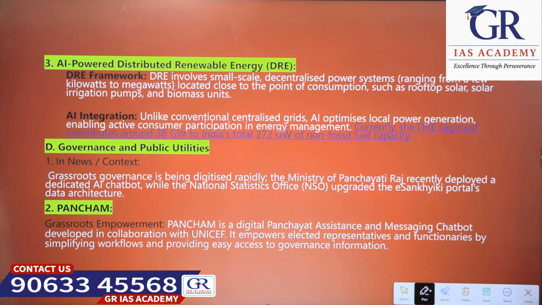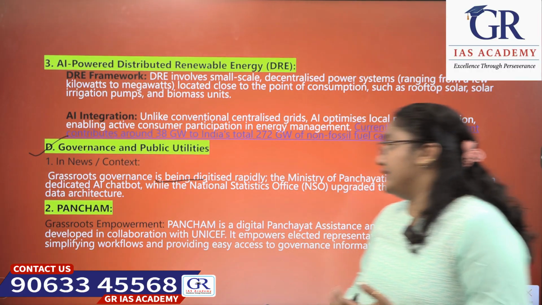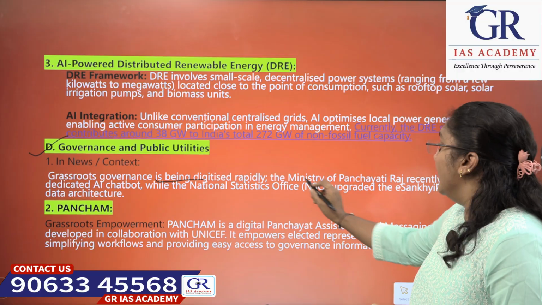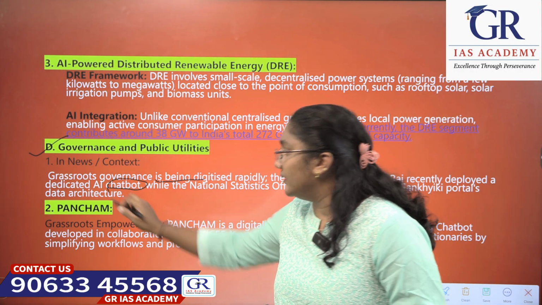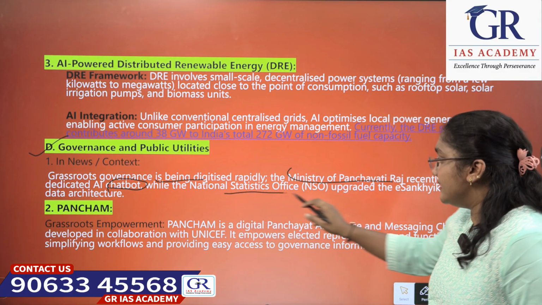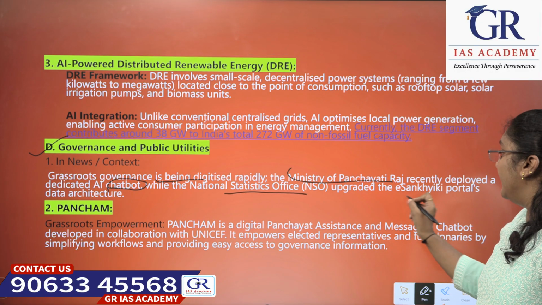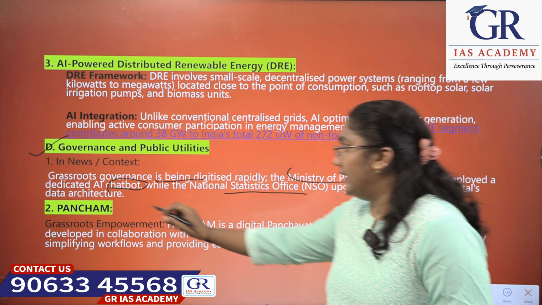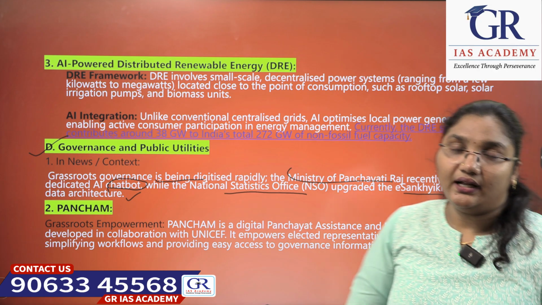Okay. Our next sector is governance and public utilities. Why is it in use? Grassroots governance is being digitalized rapidly. The Ministry of Panchayati Raj recently developed a dedicated AI chatbot, while the National Statistics Office upgraded the e-Sankhiki portal's data architecture.